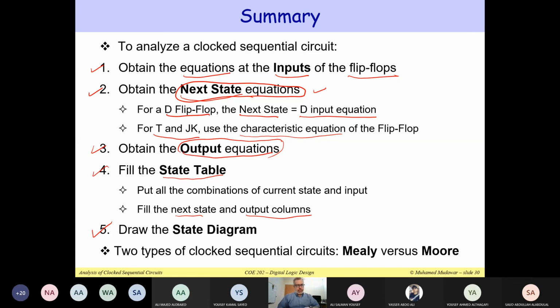We have seen two different types of sequential circuits. We have seen the Mealy and the Moore, and the only difference between them is how we produce the output logic. So Mealy depends on the input x, the Moore depends only on the present state. It does not depend on the inputs.